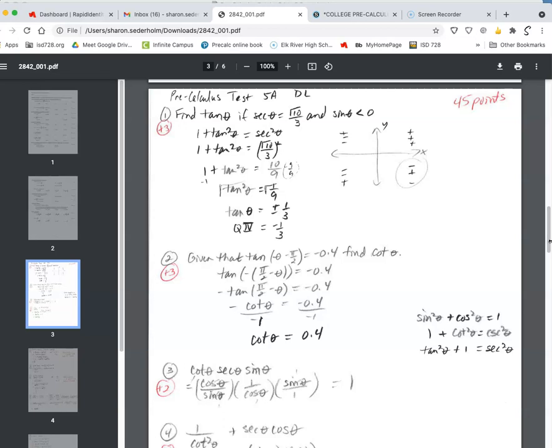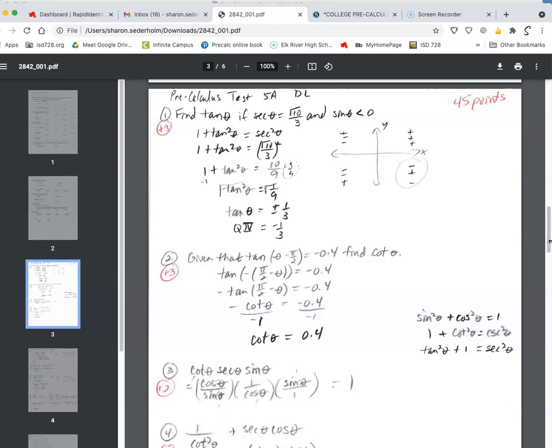So pretty obviously they're trying to tell us what quadrant we're in, since secant is positive and sine is going to be negative. You think, okay, secant, that's what you get when you flip cosine, so cosine has to be positive and sine has to be negative, and that's going to be in the fourth quadrant. So tangent in the fourth quadrant, what we're trying to find, is going to have to be negative. And the directions for these said use the fundamental identities to find the value of the trigonometric function.